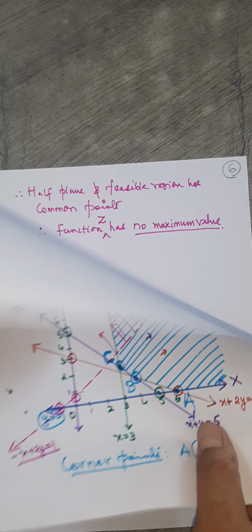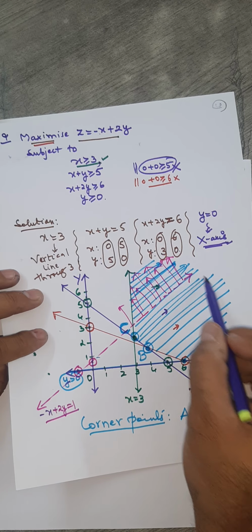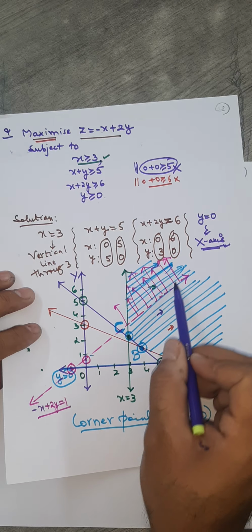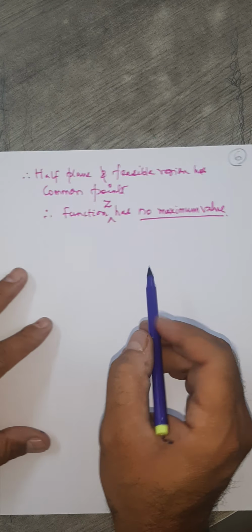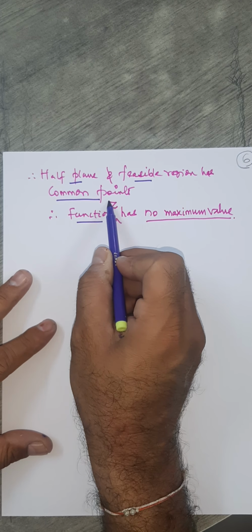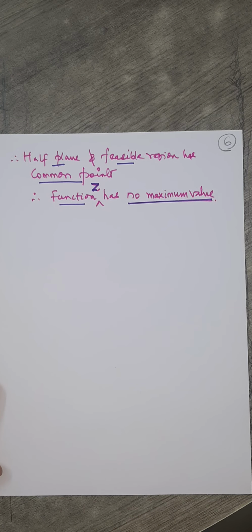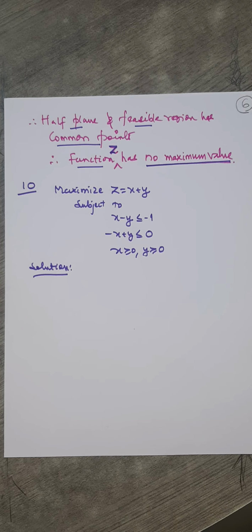Again I repeat, this is the half plane above, and this is the feasible region. There are common points. You can see these are all common points. So the feasible region and half plane have common points, and therefore the function z has no maximum value as per our theory. I hope now you are clear whenever you have an unbounded region.